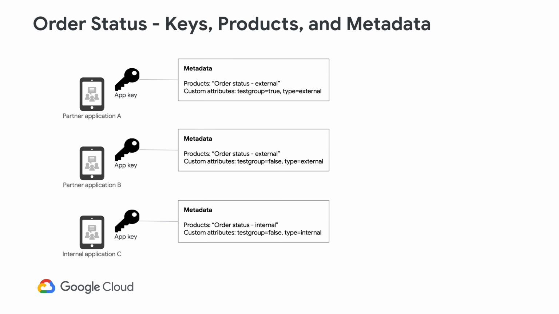For the second one, partner application B, we're going to use the order status external product. We're going to have custom attributes of test group equals false and type equals external. And finally, for the third one, internal application C, the product is going to be order status internal, and the custom attributes are going to be test group equal to false and type equal to internal. Okay, so let's look at a demo, and let's see what we're going to do in Apigee to make all of this happen.